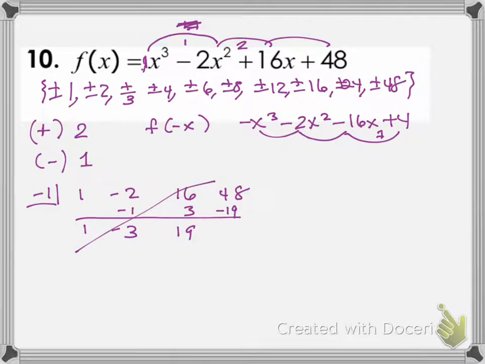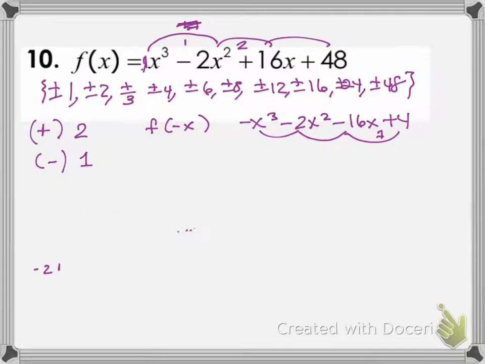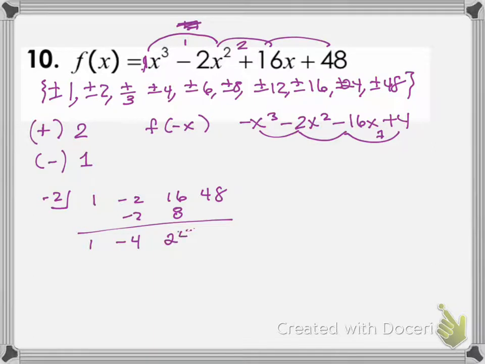Let's try negative 2. I'm going to erase so I don't run out of room. Okay, so negative 2 would be 1, negative 2, 16, 48. 1, negative 2, it'd be negative 4. That would be positive 8. That would be 24. Ooh, yay, this is negative 48. So we found 1, negative 2.